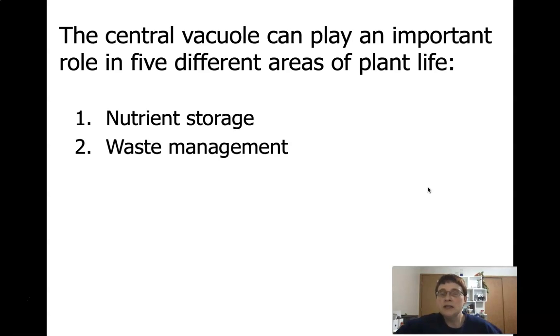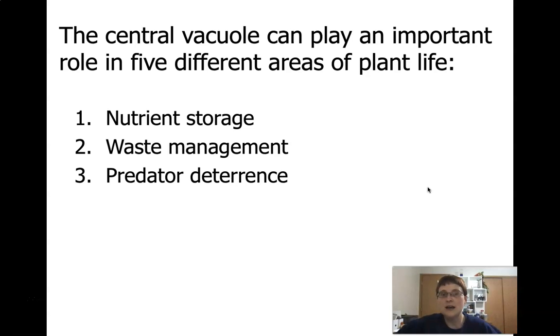This is also a place where the cell can store some waste if it doesn't have the ability to get rid of it right away. So any sort of extra waste products it can put in here, and also it's got some enzymes in the vacuole, so it can kind of munch away on any of those wastes.